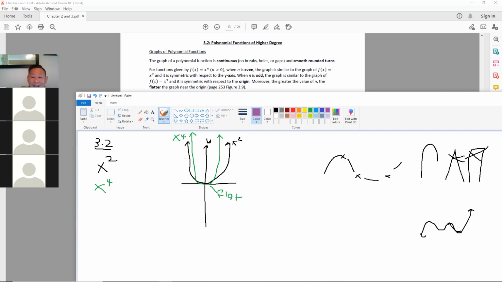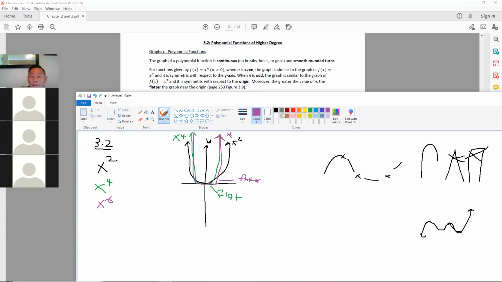And what happens when you have x to the 6? The higher the power you get, the narrower it becomes, and this one is even flatter than x to the 4. So this one is x to the 6, even flatter. So this is what happens with the even powers x squared, x to the 4, x to the 6, x to the 8, and so on. You find that the graph is flat near the origin, and the higher the power you use, the flatter you get.